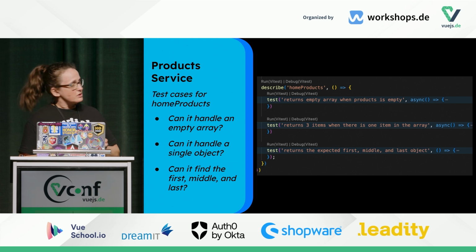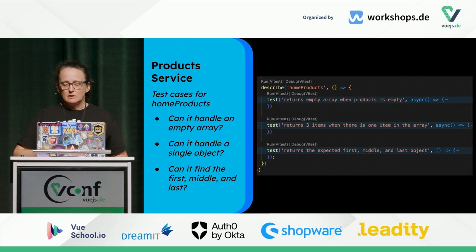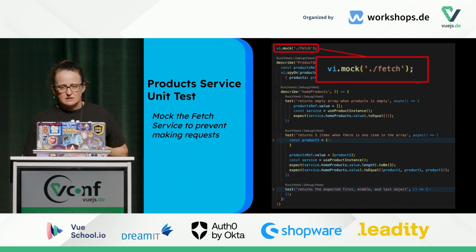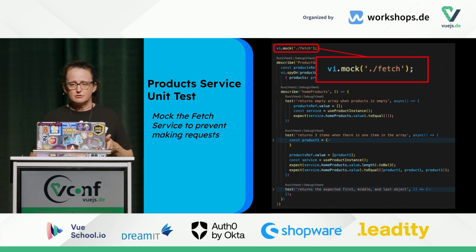So for our product service, we really have 3 cases we want to handle. I figured those out, and I basically just looked at my code to determine what could happen with the method that I'm trying to test. And so for the unit test, first I want to create a mock that's going to stop fetch altogether. It's not going to allow fetch to make requests. So I use vi.mock for that.